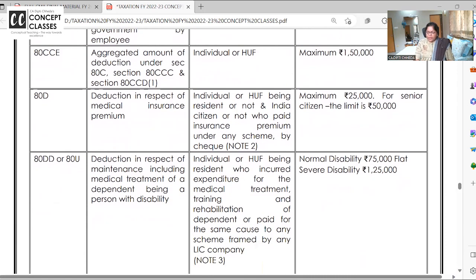Now, for yourself, for your dependent parents and all, if you put the money in Mediclaim, health insurance, then maximum up to 25,000 deduction is given for individual, spouse, children, and for parents, it is given up to 50,000. Ma'am, if I am also a senior citizen above 60 years, then 50,000 Mediclaim for you and 50,000 for your parents.